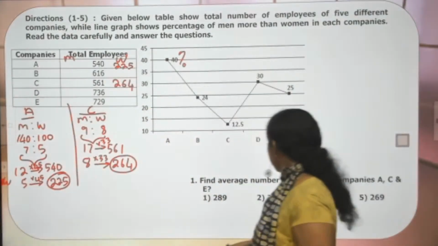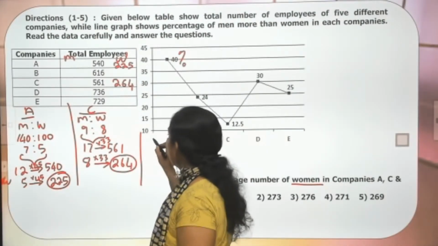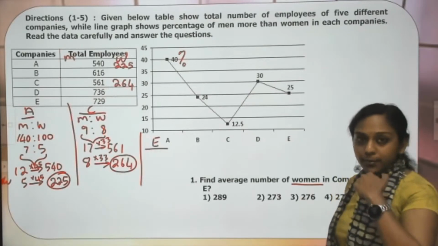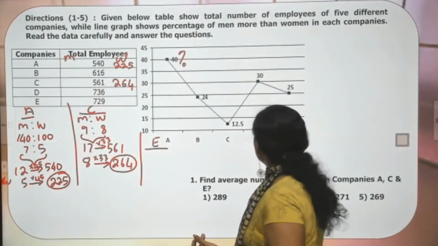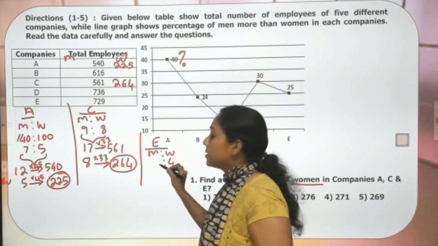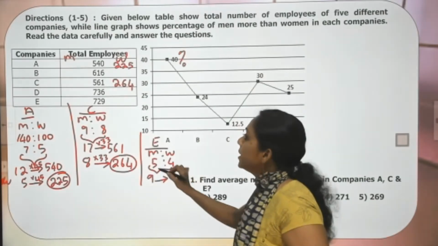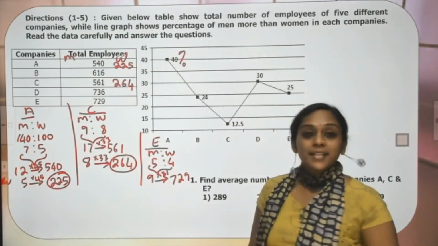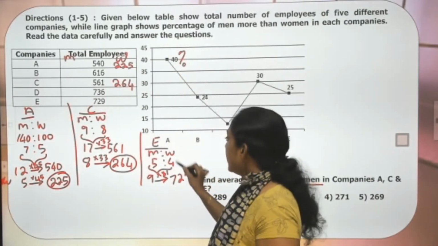Okay. Next, company E. For E, what is given? The male employees are 25 percentage more. So that is 5 is to 4. This total is 9. This 9 is given as 729 for E. So that is into 81. 9 into 81 is 729. Okay. So next is women, so that is 4.